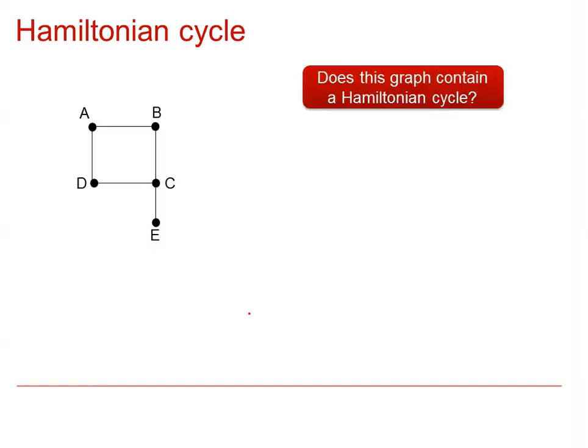So does this graph contain a Hamiltonian cycle? I think the obvious answer really is no. And that's because E is out on a limb. So we could start at E. If we started at E, we'd go to C, D, A, B, but the problem is we can't get back to E again. And every time we got to E, we'd get to a dead end. So it doesn't have a Hamiltonian cycle. However, this path here uses all the vertices, so it is known as a Hamiltonian path.